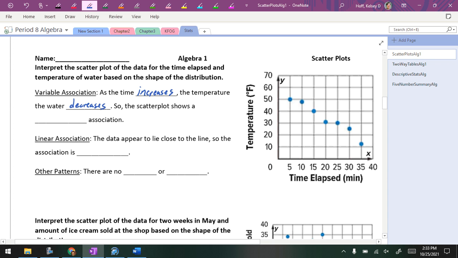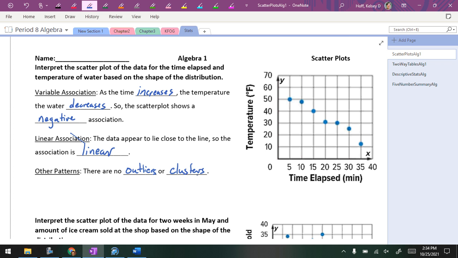So the scatter plot shows a negative association. Nicely done. Kind of grouped in some end behavior there, yes? As it increases, our y value decreases. Linear association. The data appears to lie close to the line, so the association is linear. Other patterns. There are no outliers or clusters. No outliers, no clusters.